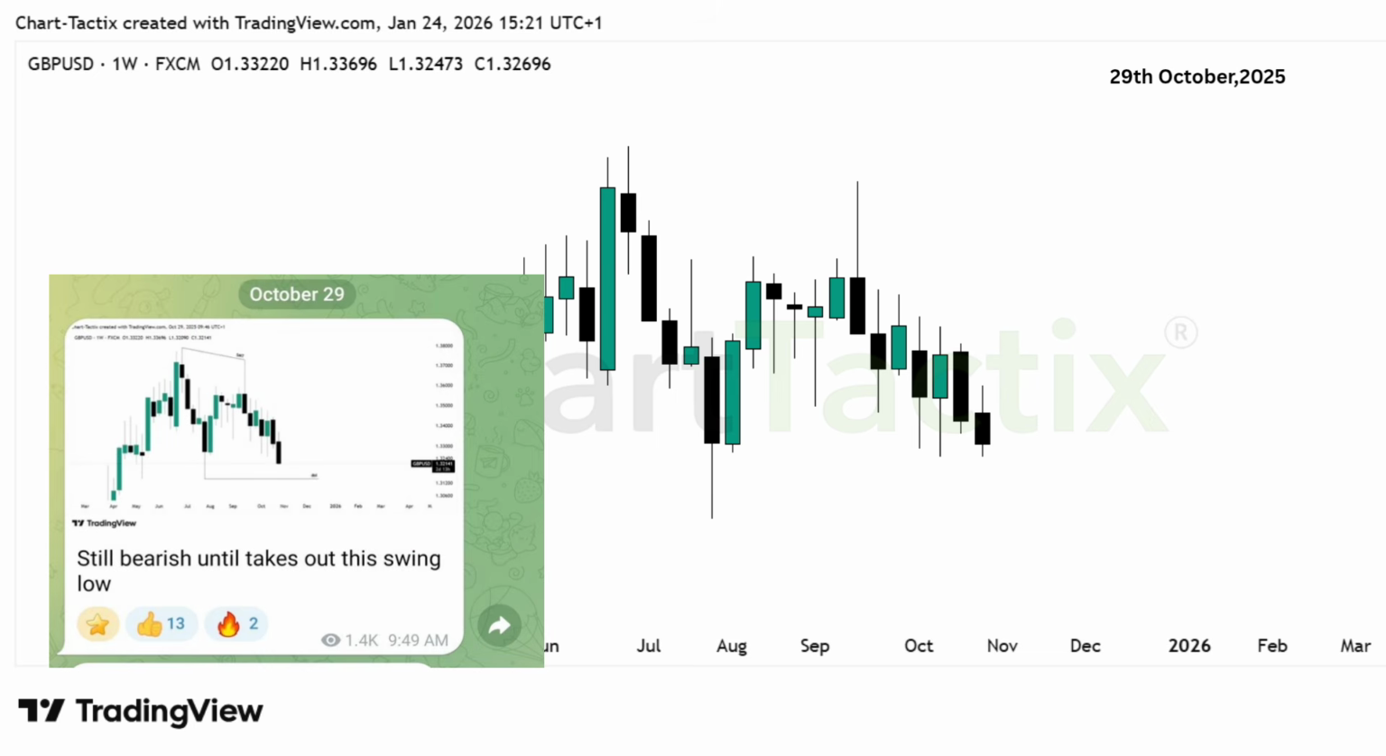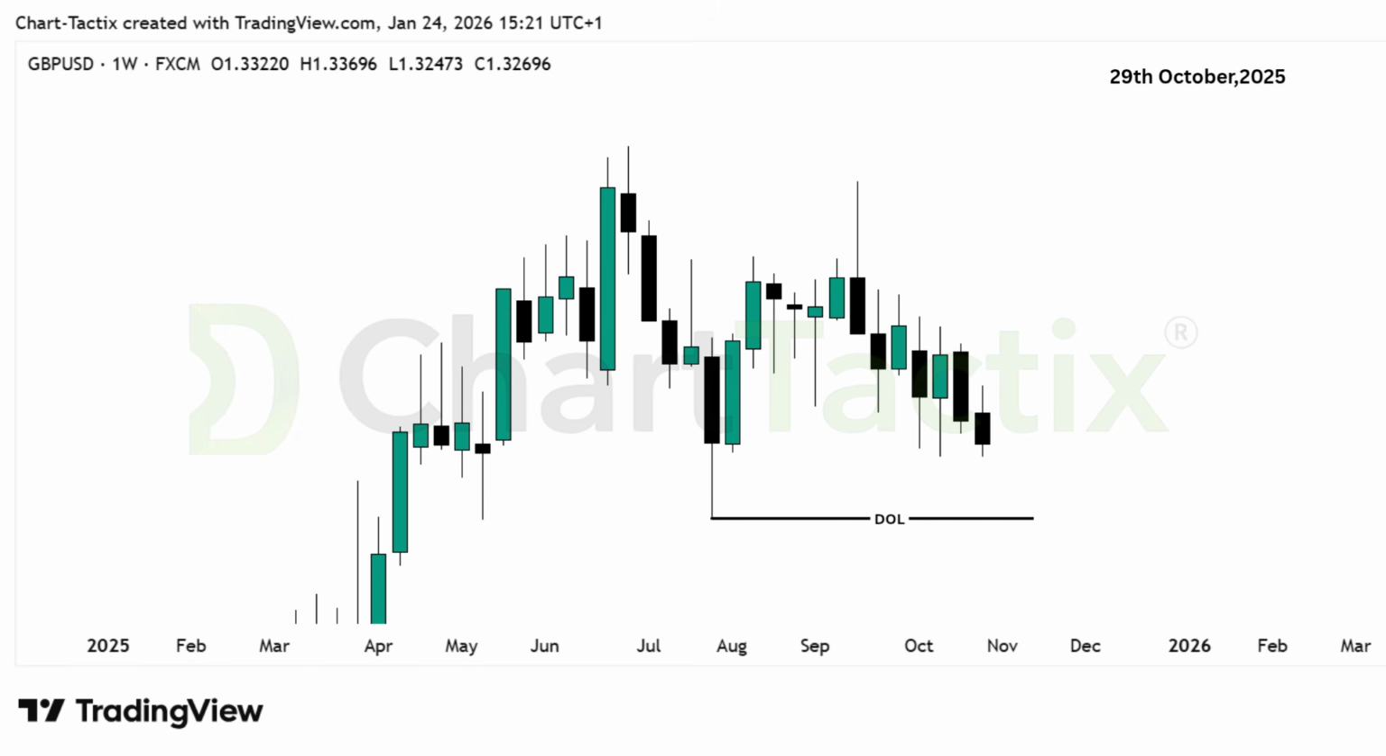At that time, I told the community that the market was still bearish and that I would remain bearish until price took out this specific swing low. And this right here was the exact swing low I was referring to. So again, let's ask ourselves the first question.